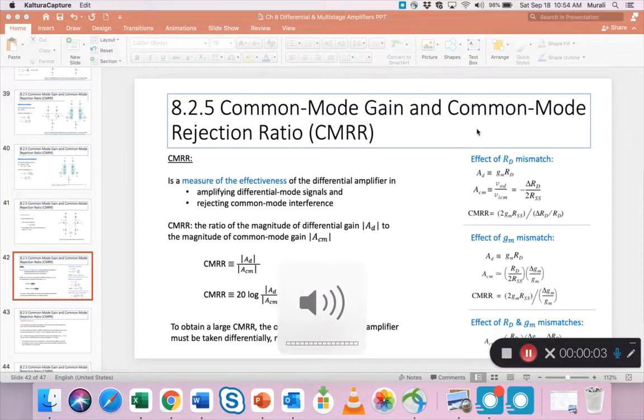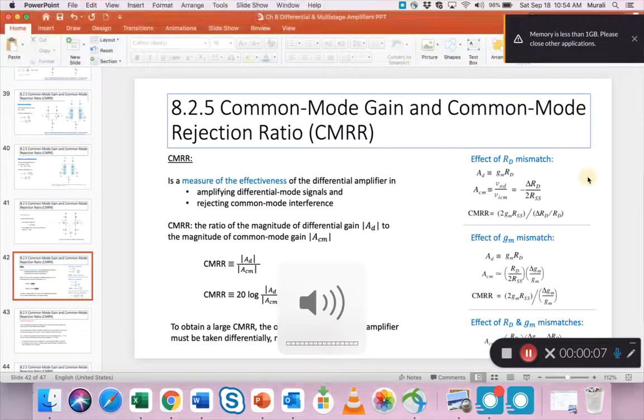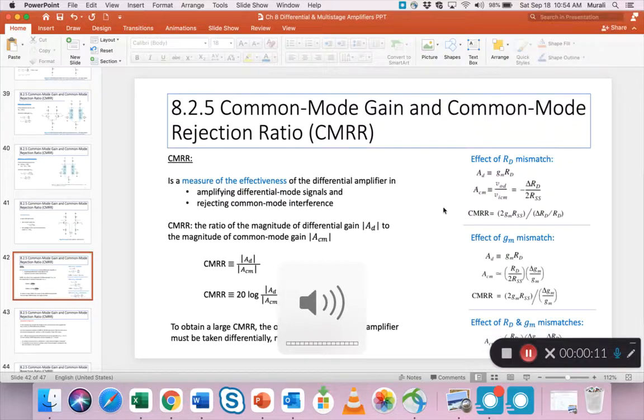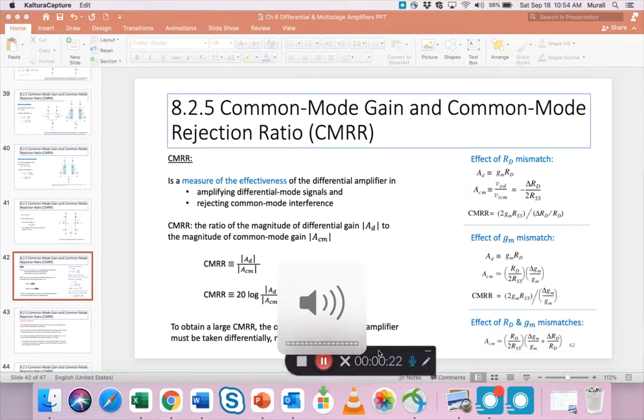So we ended the last recording by defining CMRR as the ratio of the differential gain to the common mode gain, and depending on whether the mismatch in RD causes common mode gain. Ideally, you want the common mode gain to be 0, right?